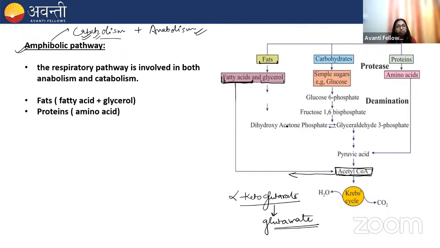It is not only the catabolism that is taking place in the respiratory pathway. It is both anabolism and catabolism. That is why we call the respiratory pathway an amphibolic pathway. Remember this point.